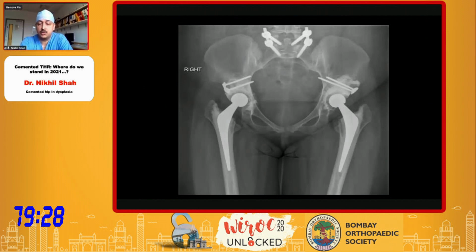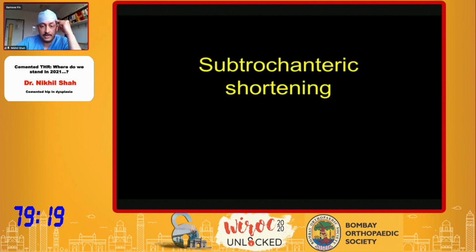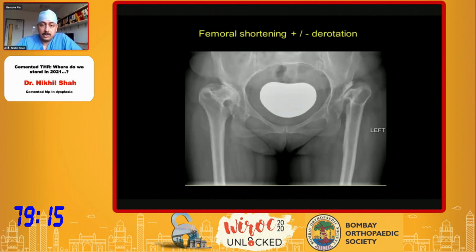But in this case, this is what I've done: a bilateral simultaneous total hip replacement using acetabular bone grafting and a C-stem. And that is her follow-up at 4.5 years. So when do you do a subtrochanteric shortening? In this case, this is the high dislocation on both sides, and we'll see how we can plan this.